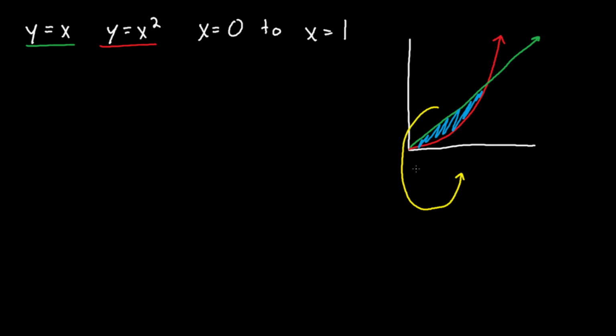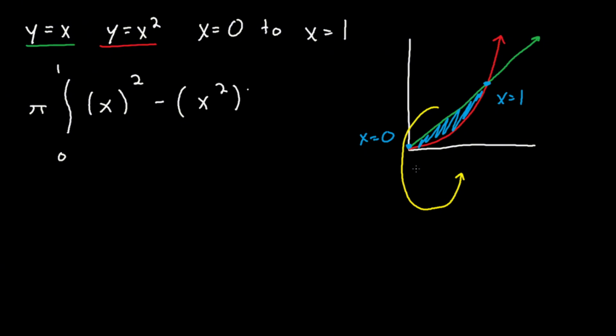So how do we set this up? Well, the general formula. Remember that? So pi times the integral. The bounds are 0 and 1, and 0 and 1 are also the intersection points given by the two functions. So this right here is x equals 0, and this right here is x equals 1. So our bounds are 0 and 1. And remember, the function of the upper bound, which is x, squared, minus the function of the lower bound, x squared, squared, dx.